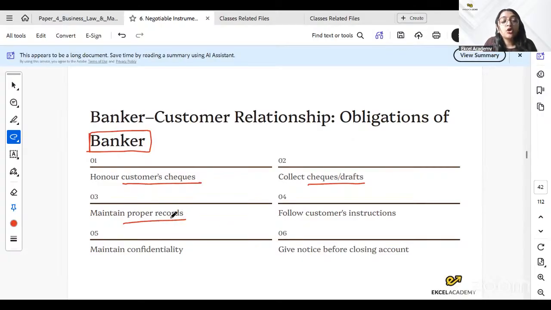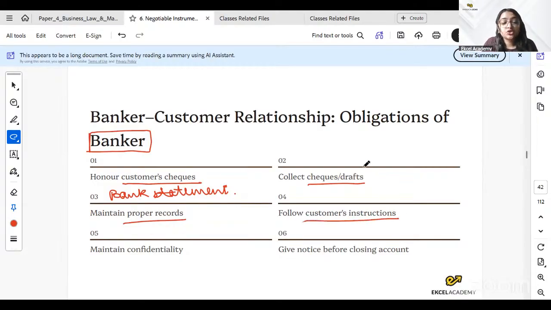Maintain proper records. At any given point of time, if you request a bank statement, you will get a record of all the transactions that you have done with the bank account. If you have withdrawn money from your ATM, transferred money, or received money, all of that is a record maintained by your bank and it can be given to you in the form of a bank statement.